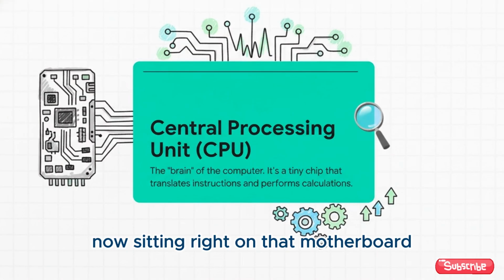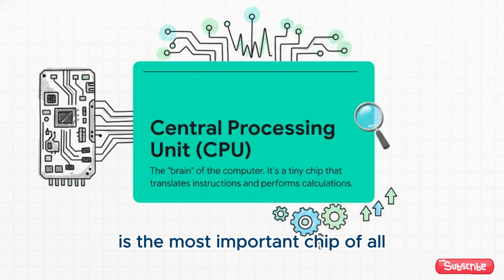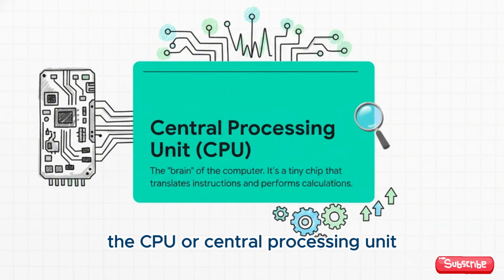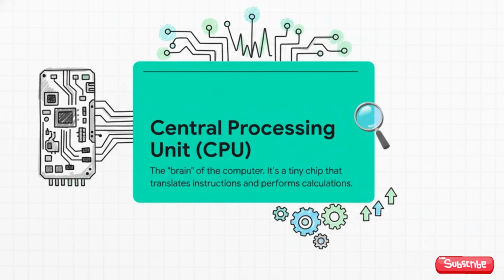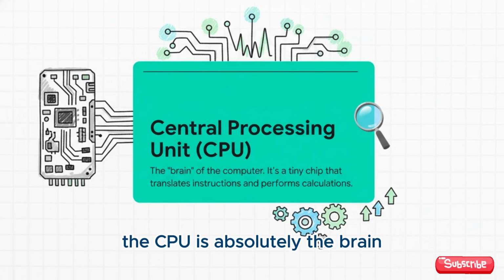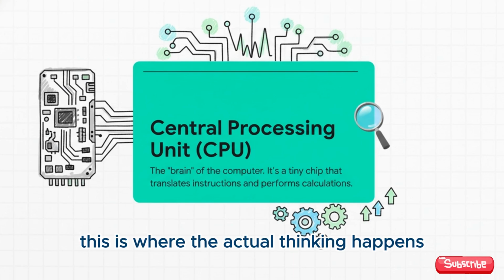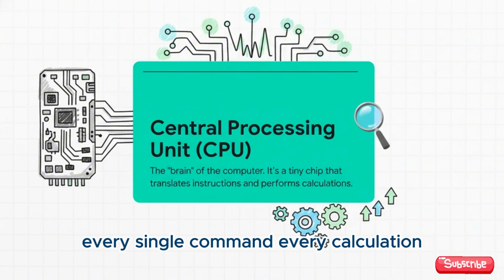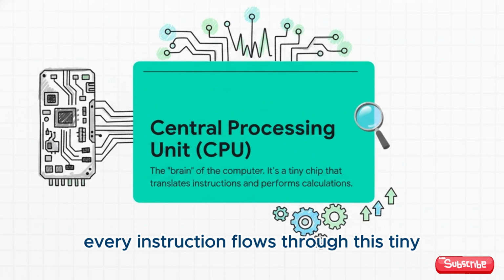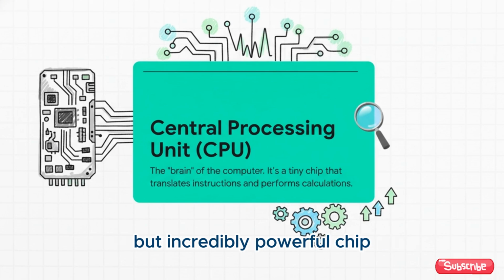Now, sitting right on that motherboard is the most important chip of all, the CPU, or Central Processing Unit. If the motherboard is the backbone, the CPU is absolutely the brain. This is where the actual thinking happens. Every single command, every calculation, every instruction flows through this tiny but incredibly powerful chip.